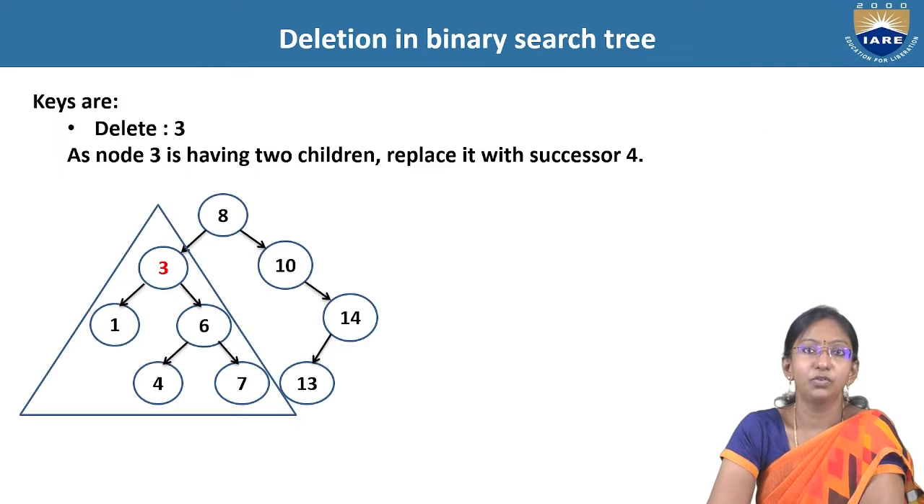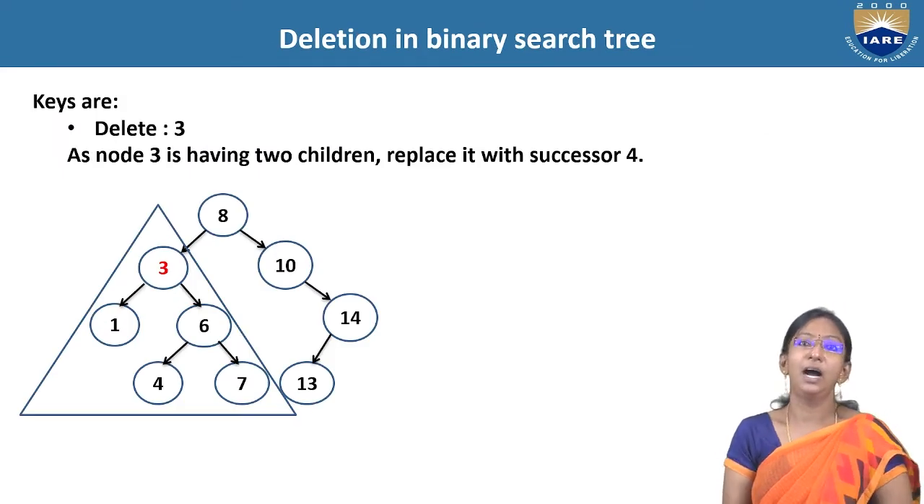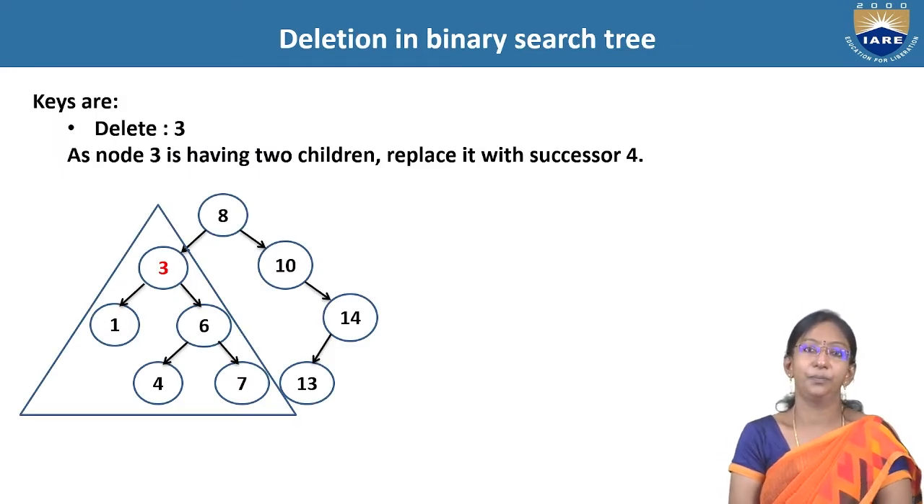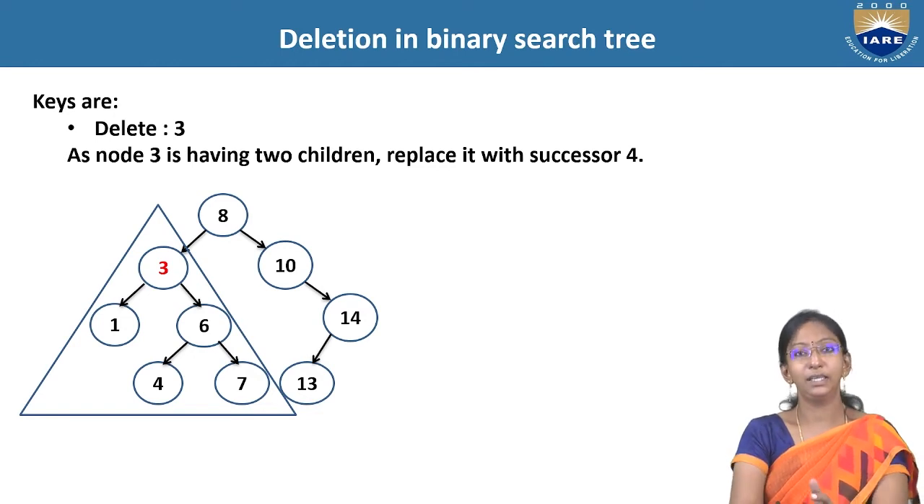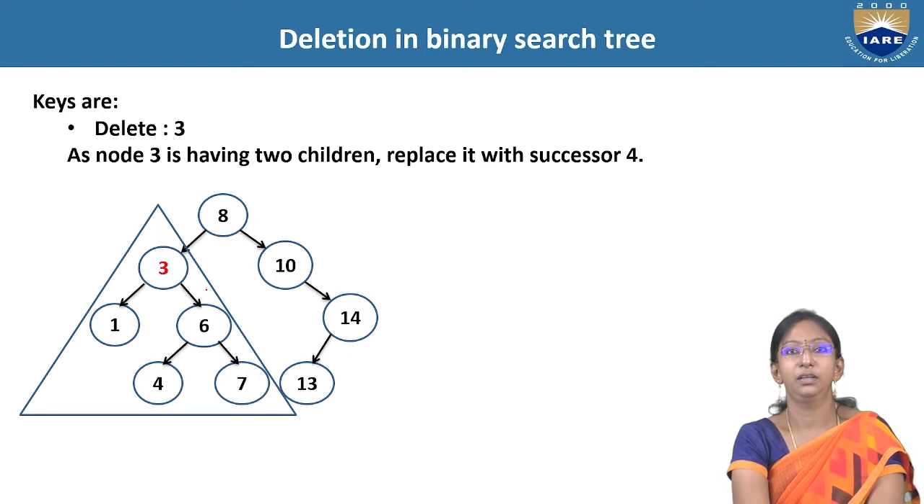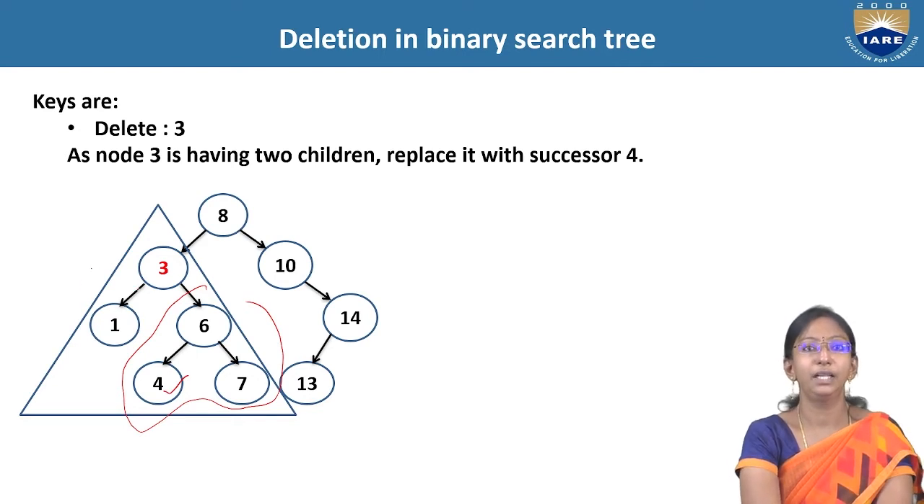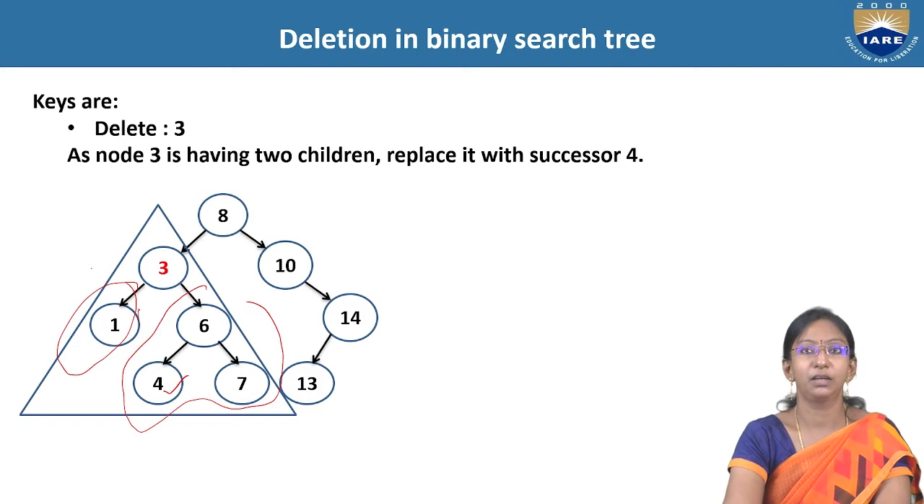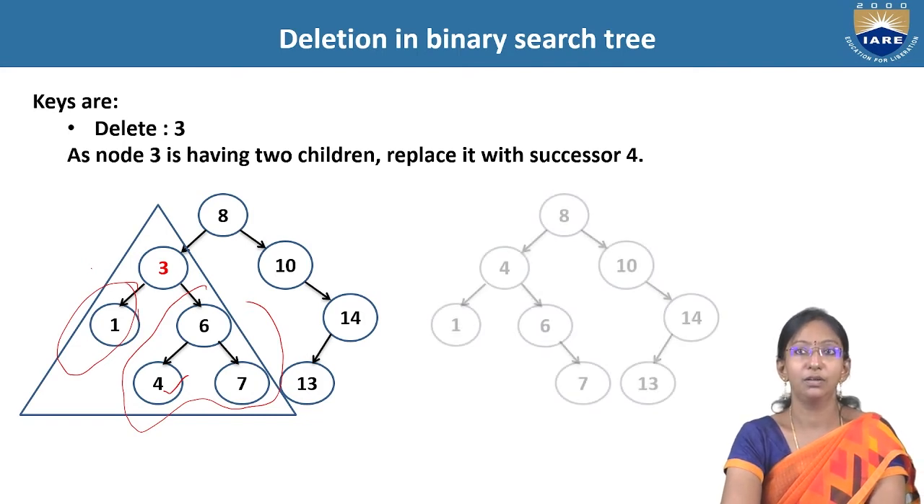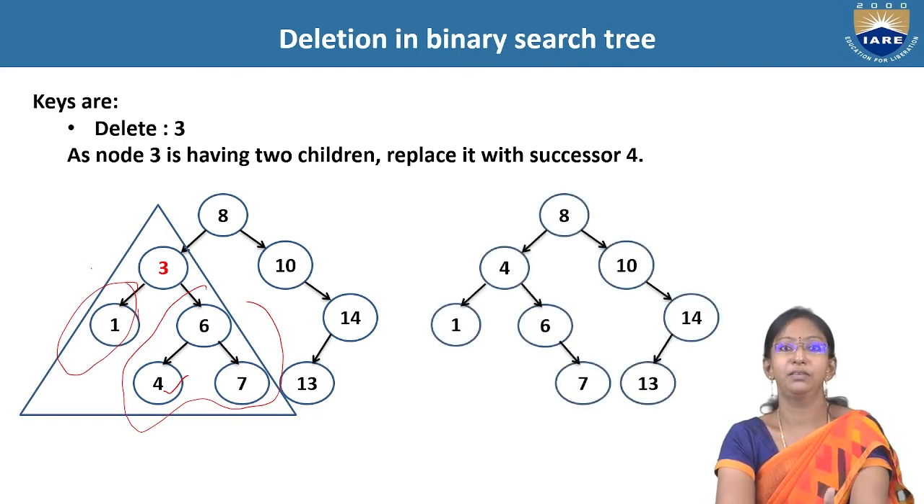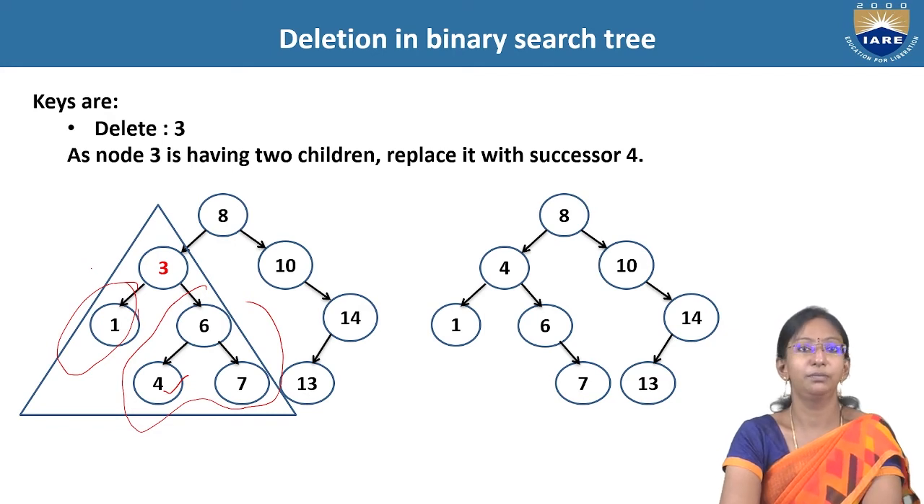So here it is. I want to remove 3. So in the right subtree, the leftmost element is 4. Either replace it with 4, or in the left subtree, the rightmost element is 1, and you can replace it with that. Here I have chosen the successor 4. So I have replaced it with 4, right? But the BST property did not change.